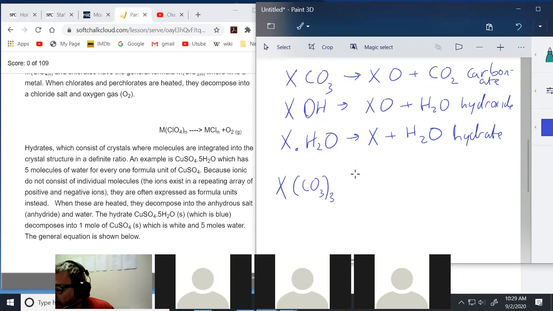I'll try something like this. XCO33 gives X something O plus CO2. Now the charge on X here is going to be 6 plus, and the charge on O is going to be 2 minus. Now you might be wondering, well, how do I know the charge of X is 6 plus? Can anybody tell me? How do I know the charge on X is 6 plus?